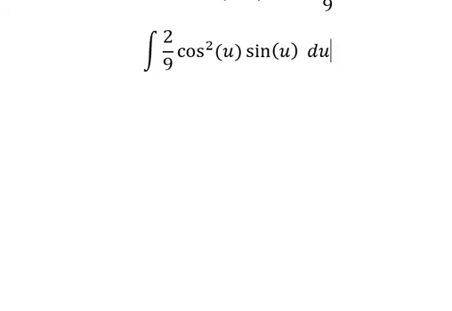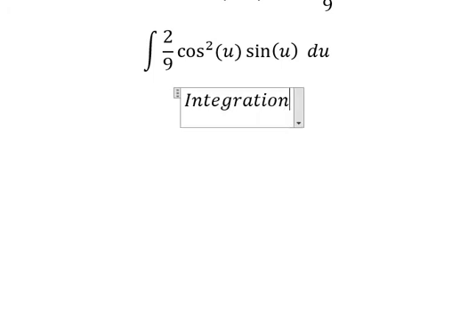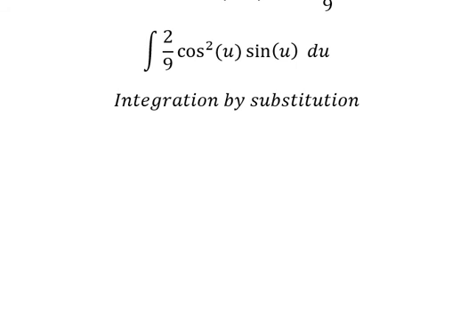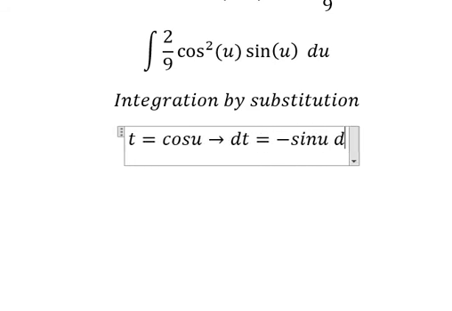Next, we need to use integration by substitution again. So I will put t equal to cosine u. Later, we first take the derivative of both sides, and we have negative sine u du.